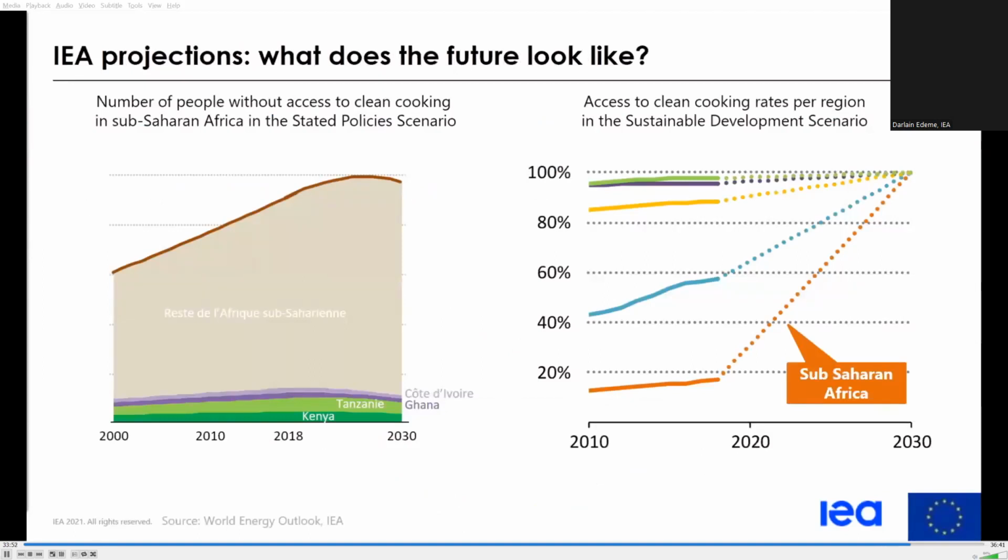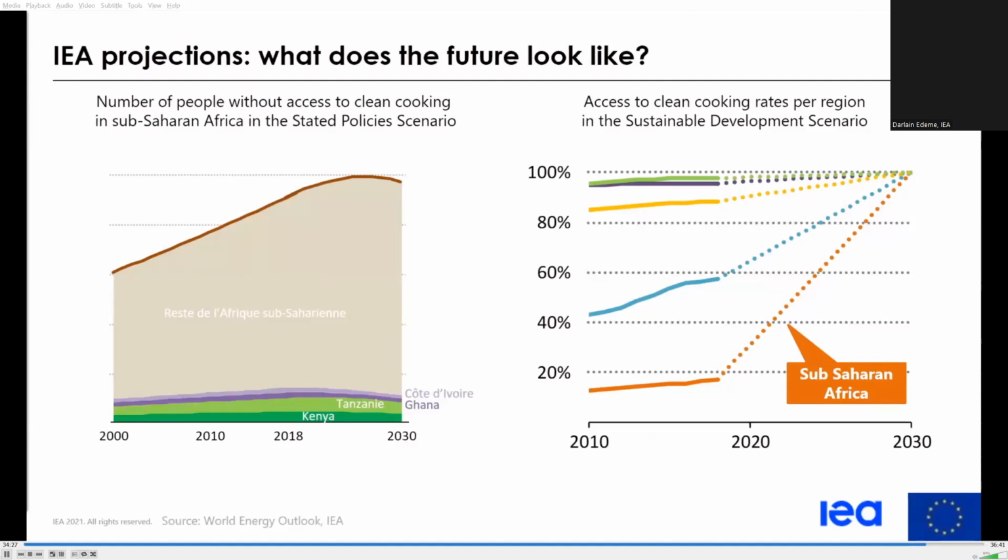Let us look at some of the results that the IEA got based on analysis done. Our analysis showed that in Sub-Saharan Africa, the number of people without access to clean cooking will not decline drastically by 2030 in the stated policy scenario, which is the objective of the Sustainable Development Goals. So this scenario does not provide the right tool to achieve full access by 2030 and fix the affordability issue and the change in cooking habits.